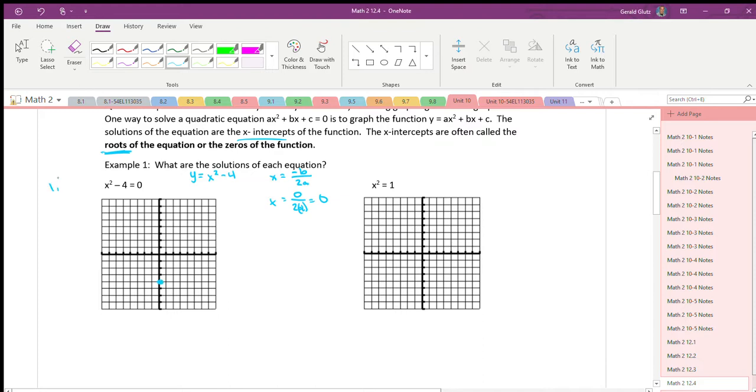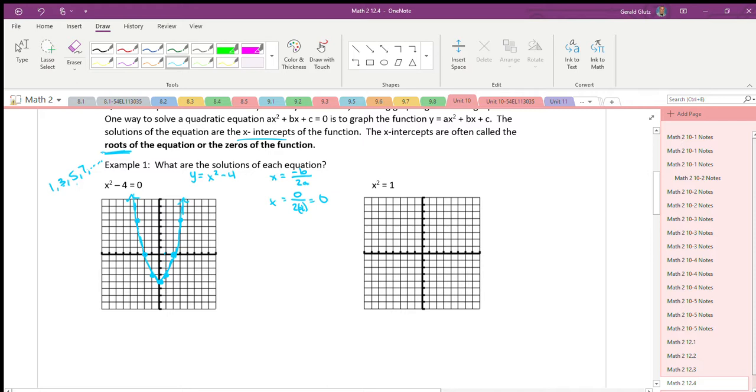Now to graph this, I can use that little pattern, 1, 3, 5, 7, and so on. Since a is 1, I multiply each of these by 1, so they all stay the same. My first rate of change is going to be 1. So I go up 1, right 1. Up 1, left 1. Next is going to be 3. So I go up 3, 1, 2, 3, and right 1. Do the same to the left side to make it symmetrical. Then next is 5. So up 5, 1, 2, 3, 4, 5, right 1. Same to the left side. So we get a parabola that looks like this.